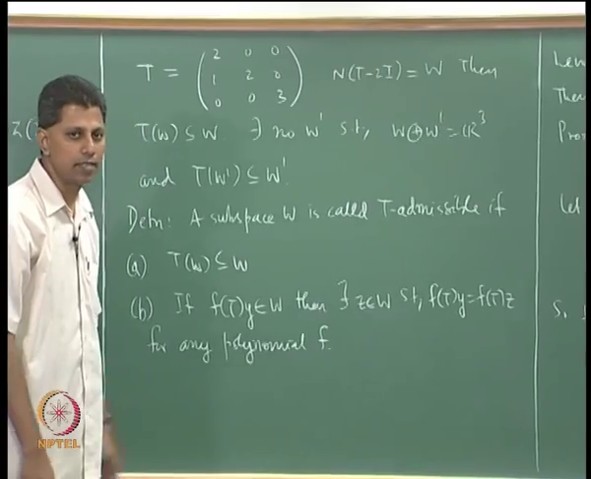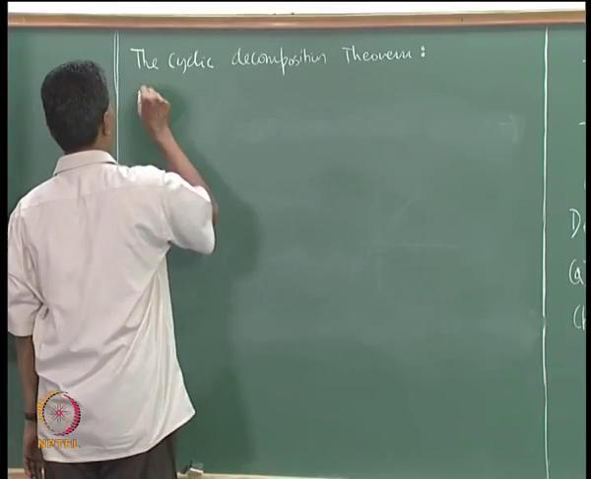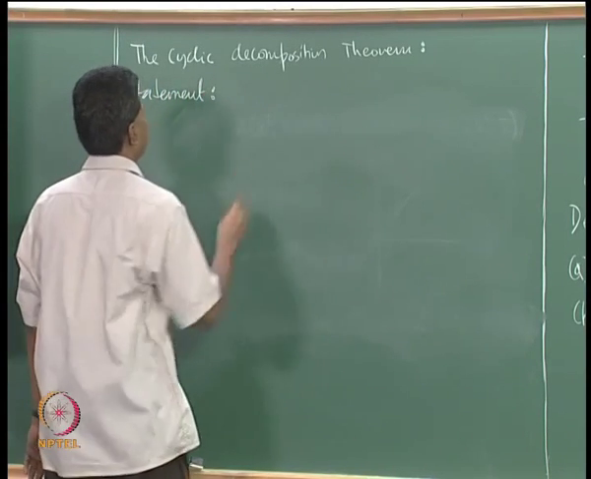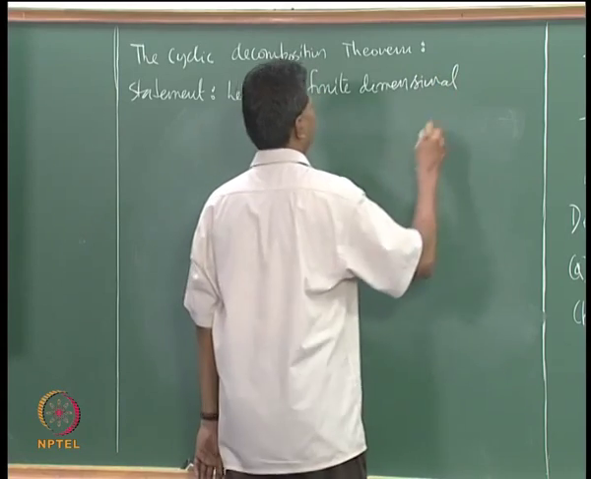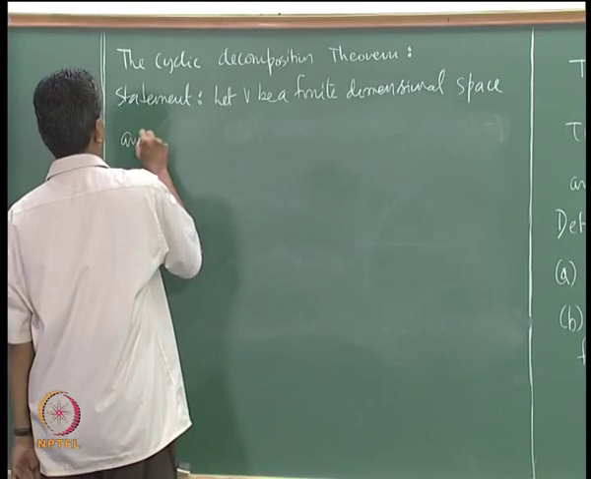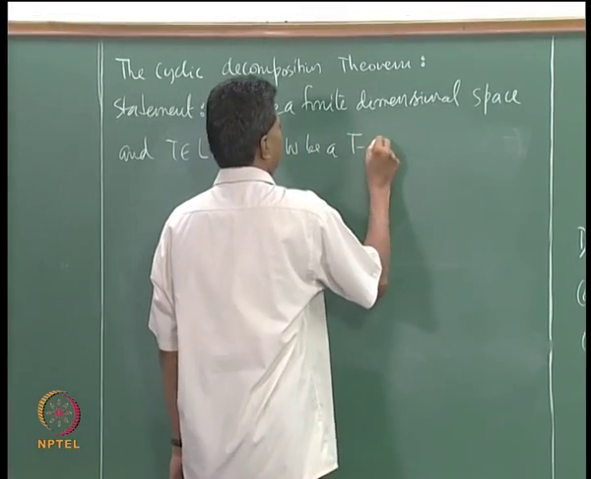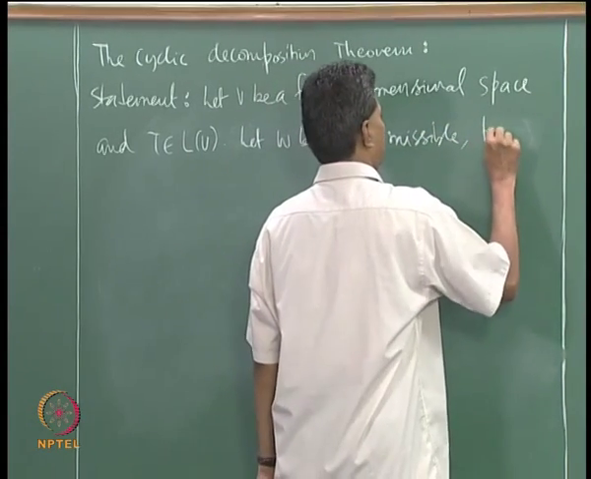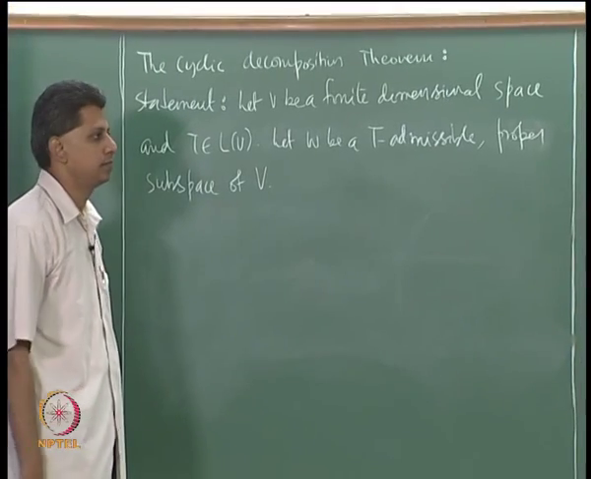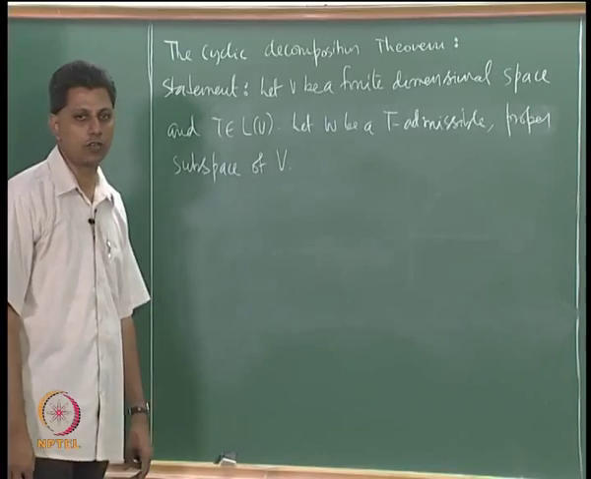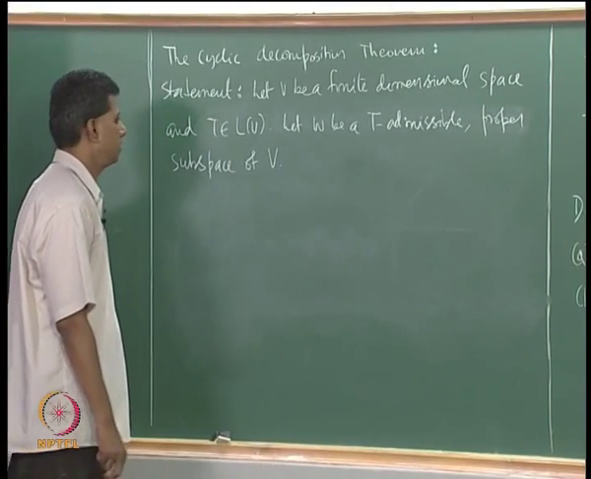So this is a notion that is relevant to the statement of the decomposition theorem, T admissibility of a subspace. Let me write the statement. T is a linear operator on a finite dimensional vector space V. Let W be a T admissible proper subspace of V. So W is not the whole of V, but W could be the singleton 0.